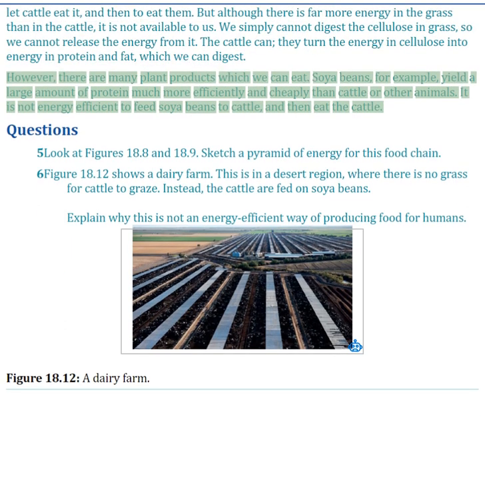However, there are many plant products which we can eat. Soya beans, for example, yield a large amount of protein much more efficiently and cheaply than cattle or other animals. It is not energy efficient to feed soya beans to cattle and then eat the cattle.